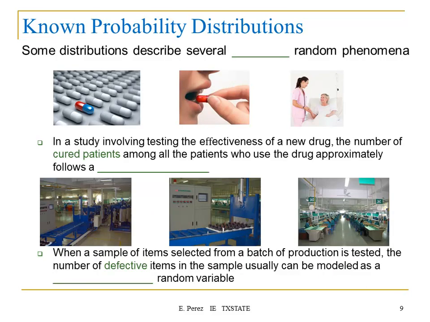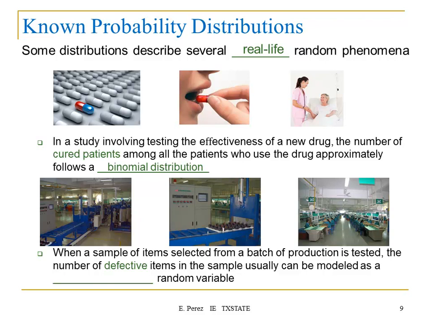Okay, so let's take a look at some examples of known probability distributions. Some distributions describe several real-life random phenomena. For example, in a study testing the effectiveness of a new drug, the number of cured patients among all patients who use the drug approximately follows a binomial distribution. So if you want to describe an experiment like this one, you can use a binomial distribution.